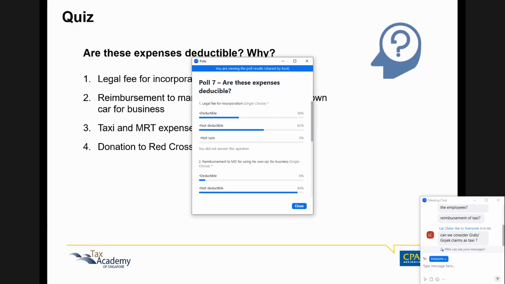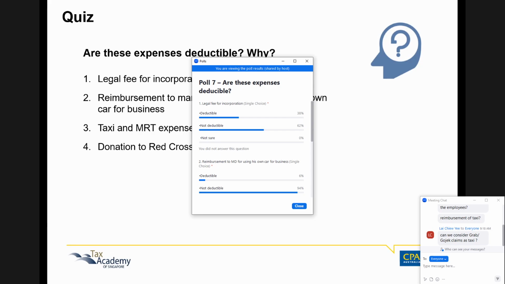Taxi and MRT expenses for staff to attend meetings. This we view as a business trip. For taxi and MRT expenses, it's public transport. For a business trip, we view it as incurred in the production of the income of the company, to allow your staff to attend this business meeting, so it is deductible.